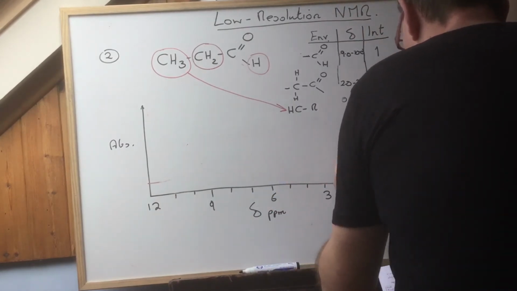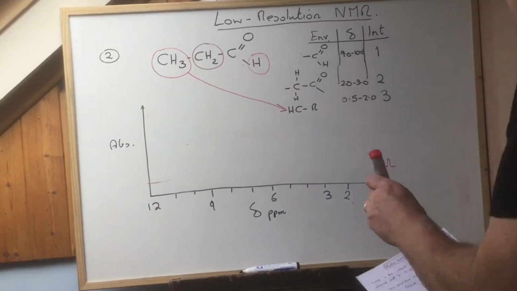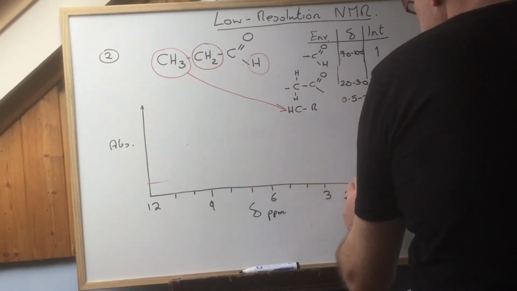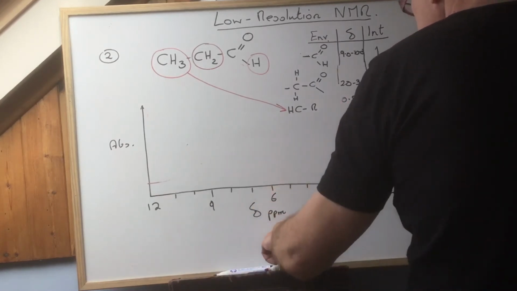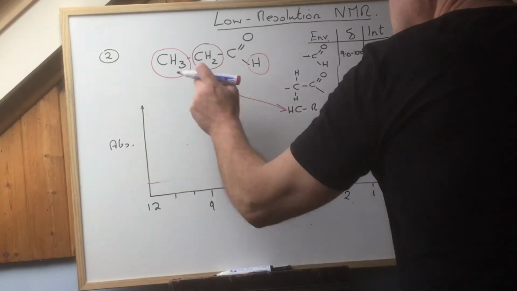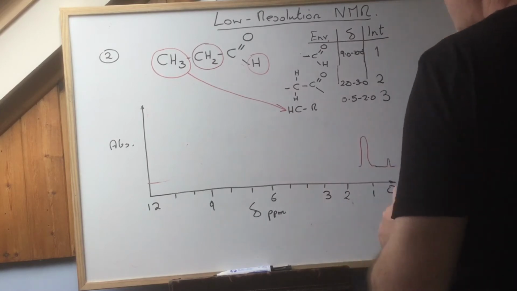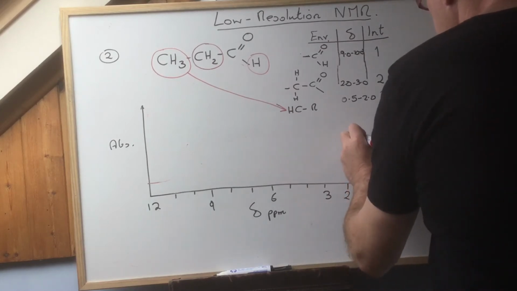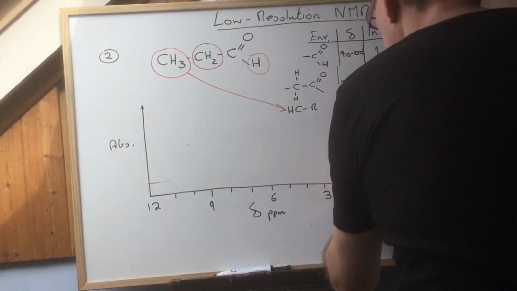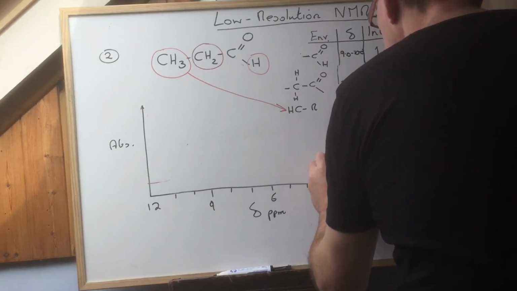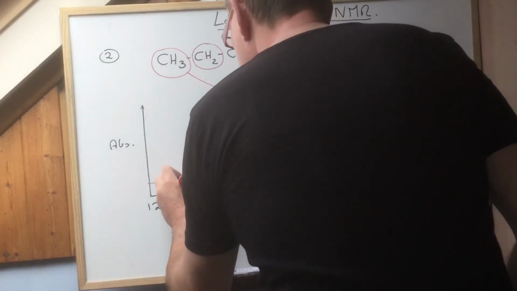TMS. Right. Then 0.5 to 2. 0.5 to 2. A peak for these there. Not the best peak in the world, but it'll do. Okay. Then 2 to 3. Then 9 to 10.